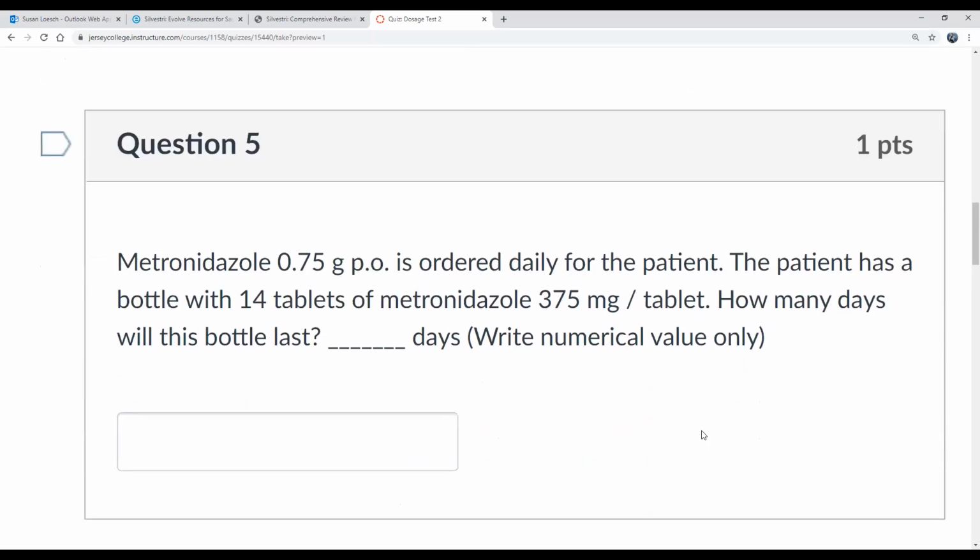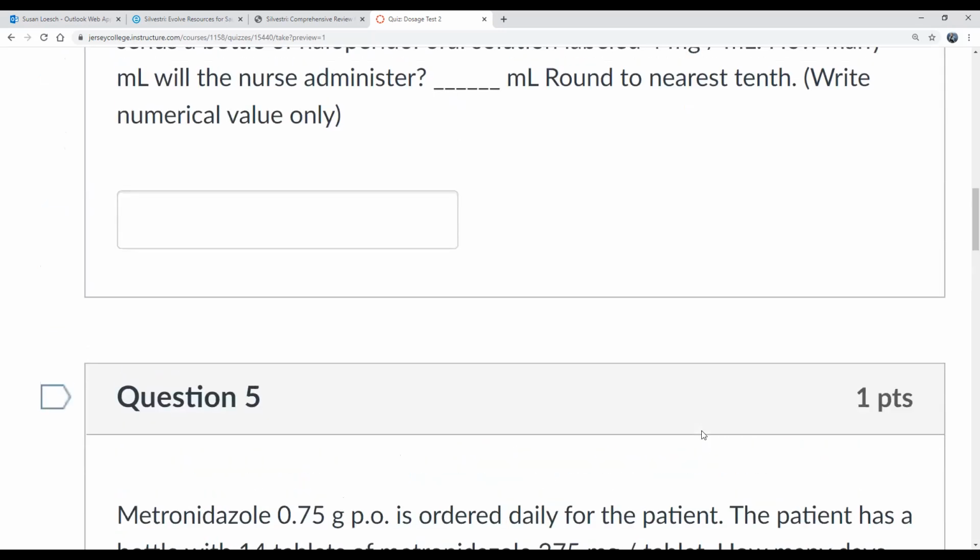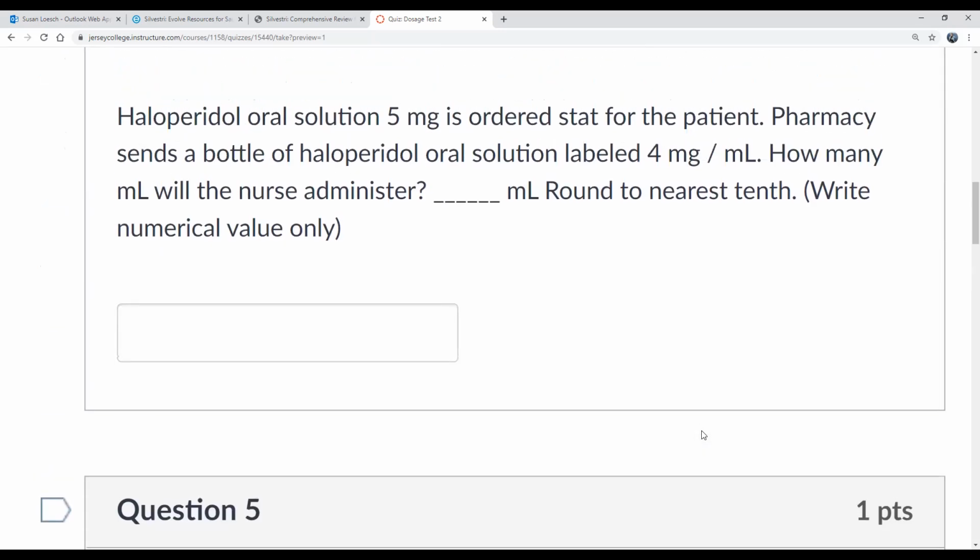Did we get 1.2 or 1.3 on that? Yes, 1.3, because you had to round up there. Okay, thanks.